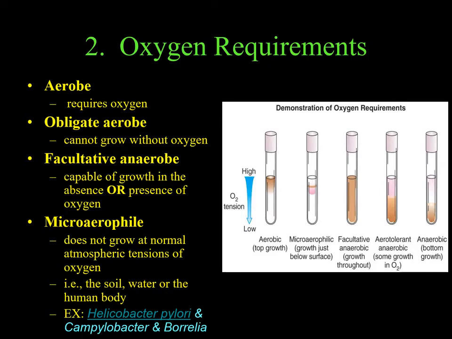According to oxygen requirement, we can classify bacteria into two main groups, aerobes and anaerobes. Below aerobes, there are many divisions. Obligate aerobes require oxygen and cannot grow without it. Facultative anaerobes are capable of growth in the absence or presence of oxygen. The third group is the microaerophiles. This group does not grow at normal atmospheric tension of oxygen, such as bacteria growing in soil, water, or the human body, like Helicobacter pylori, Campylobacter, and Borrelia. Helicobacter pylori causes gastric ulcer.